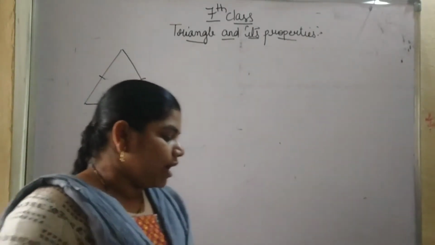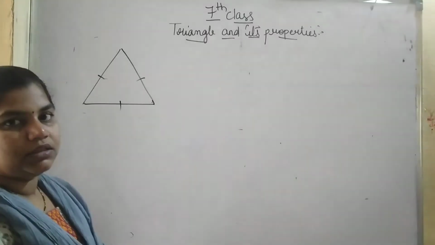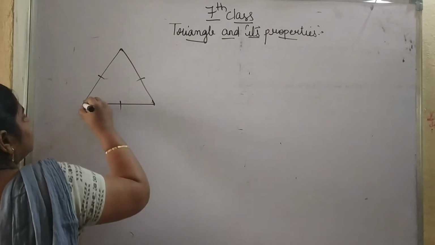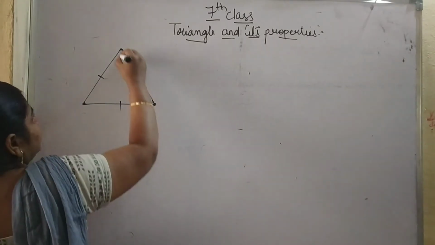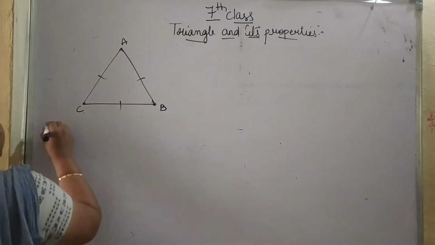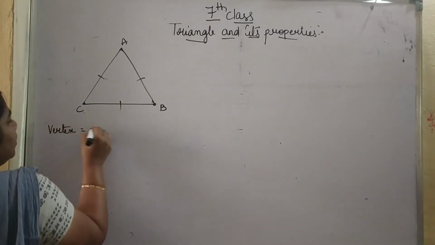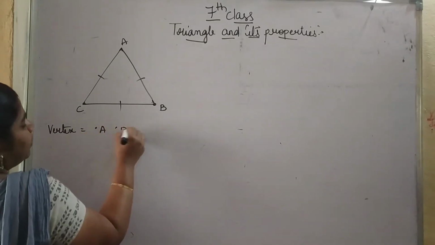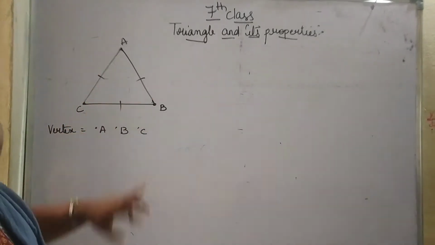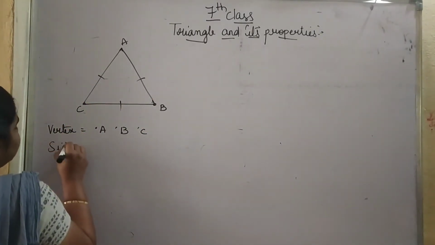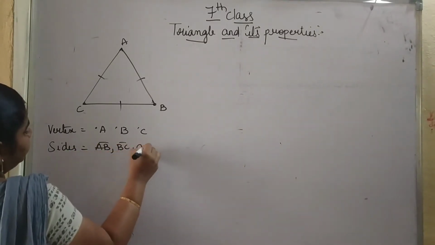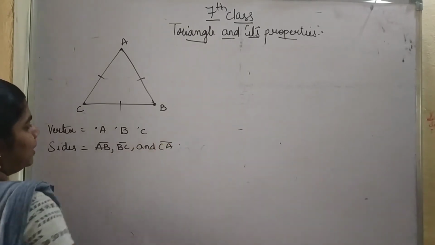If you see this triangle, we will now learn how many parts there are in a triangle. First, how many vertices are there? For this, there are three vertices in total. I am naming them A, B, C. So the vertices here are point A, point B, point C. These are the three vertices. And how many sides are there? Total sides are 3: that is AB side, BC side and CA side.